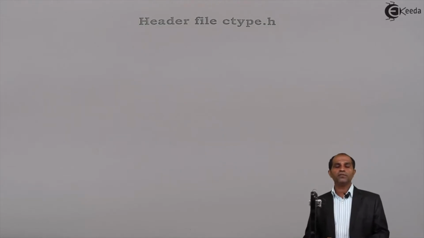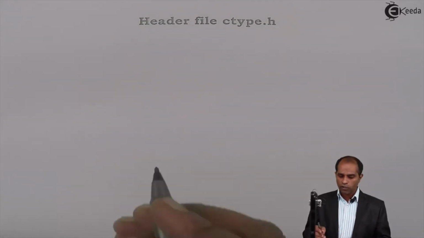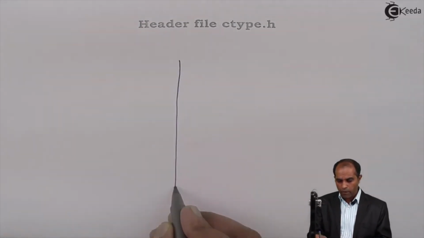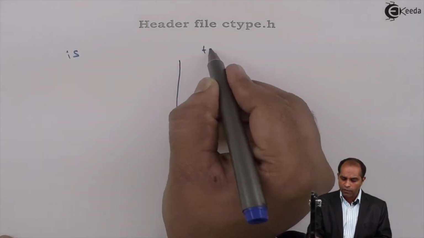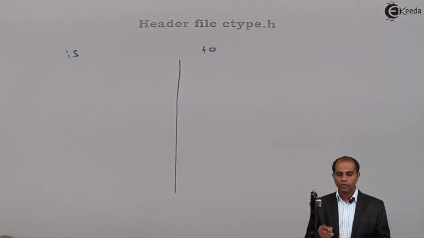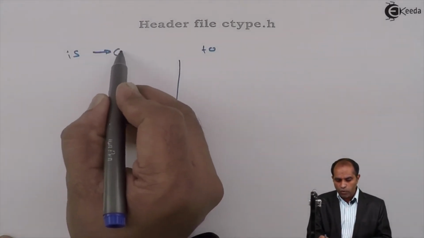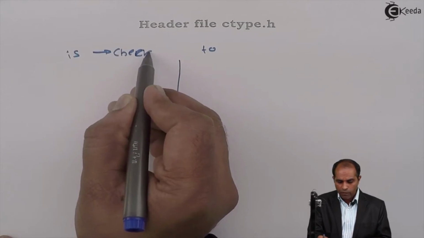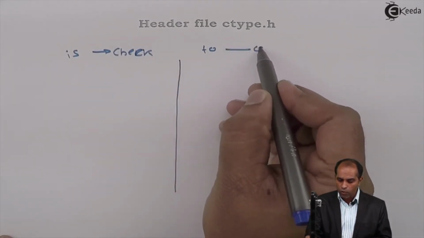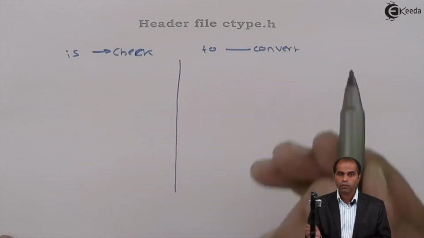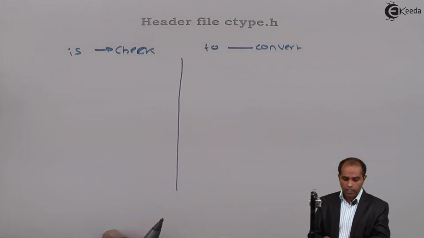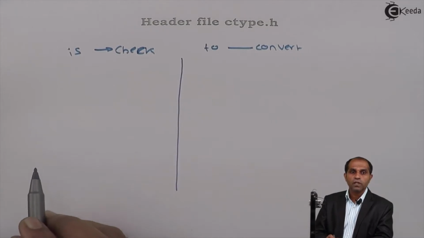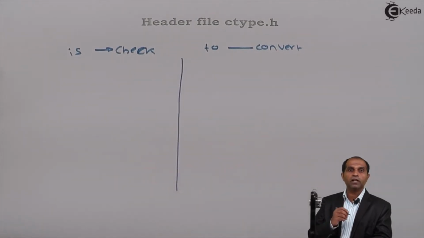Basically, ctype.h has two sets of functions. The first set are called is functions. The second set are called to functions. The is functions are going to do a check and the to functions are going to do a conversion. So basically, the is functions will help us to check whether a given character satisfies a property.